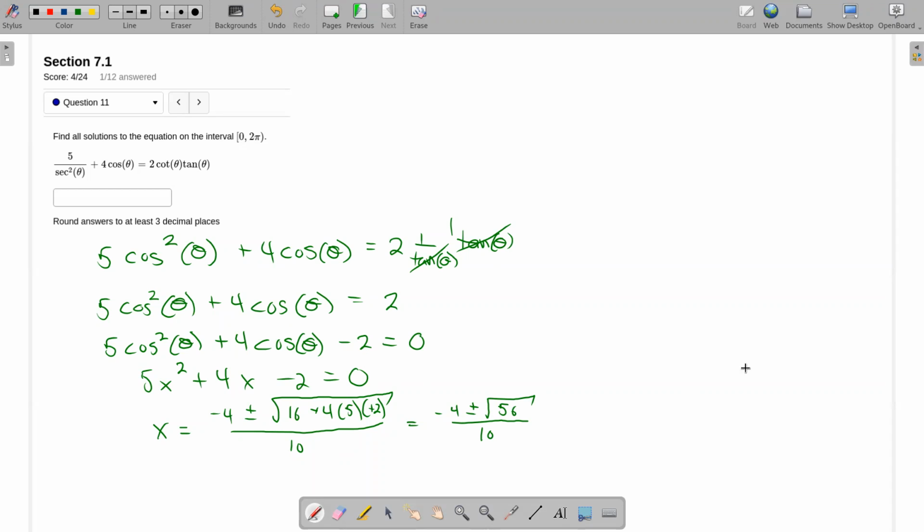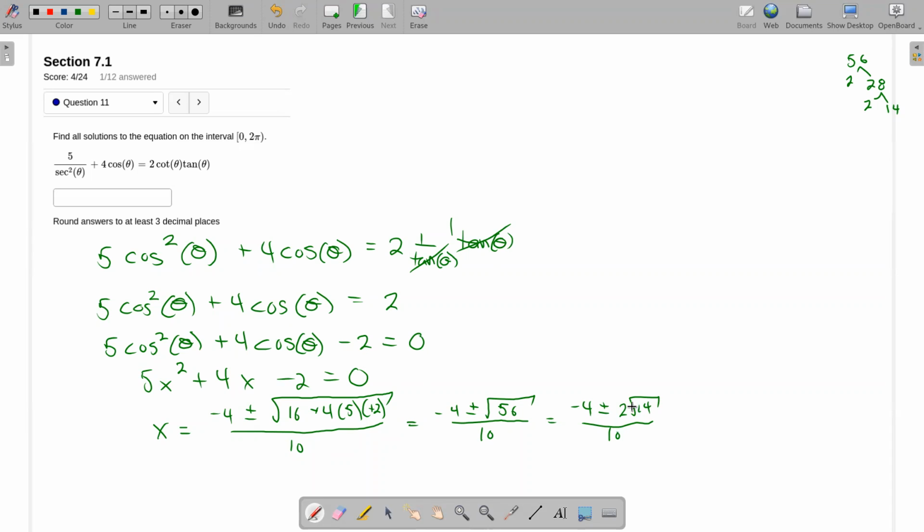And I doubt the square root of 56 is going to clean up. Let's see, 56, 2 goes into there 28 times. Oh, and then 2 cleans up a little bit. 2 goes into 28, 14. 2 times 2 is 4, a perfect square. So I could say this is negative 4 plus or minus 2 square roots of 14 all over 10.